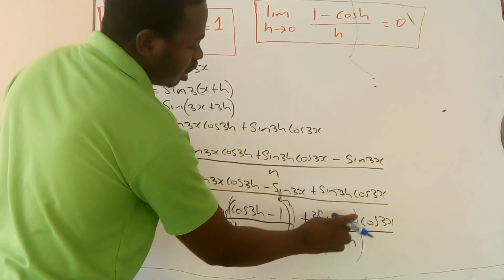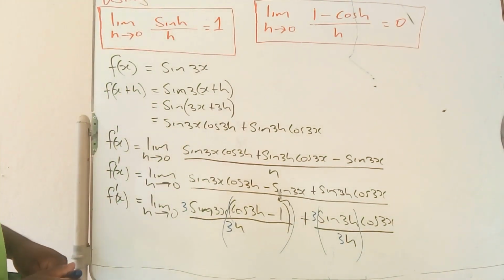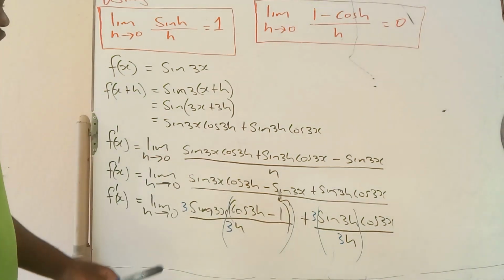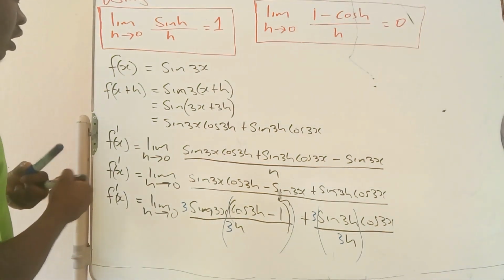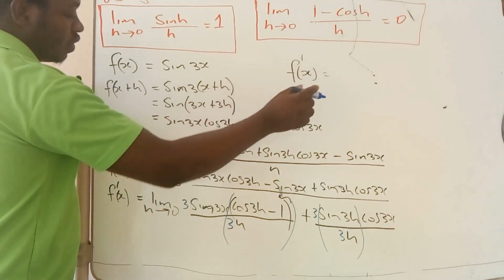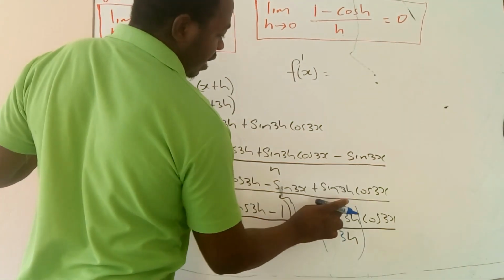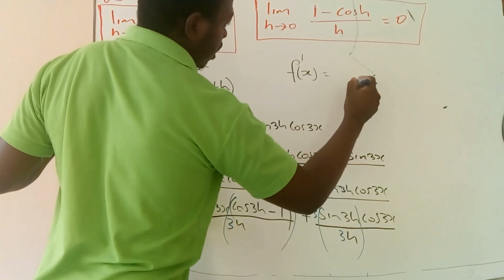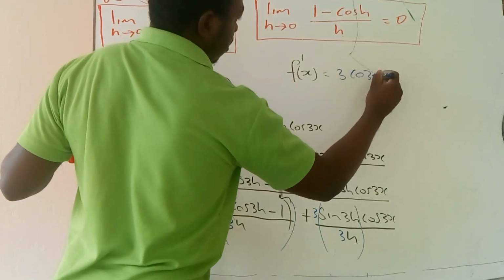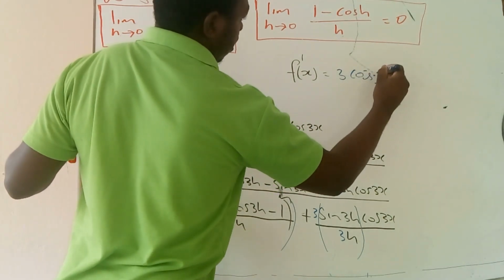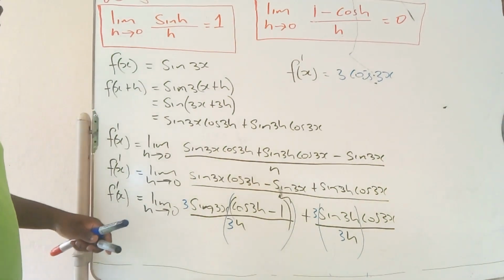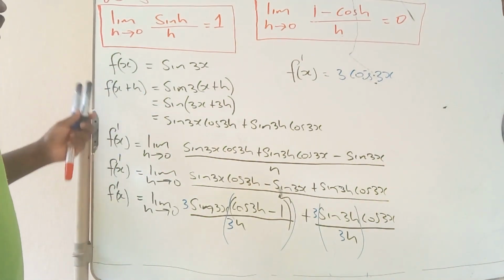We have sine 3h over h. So that's just 1, right? So all of this middle section here is just 1. So what is our answer then? Our final answer is f prime of x is equal to 3 times 1, which is 3. So that was 3 cos 3x. And that's it. That is how you would use the first principle to differentiate a trig function.